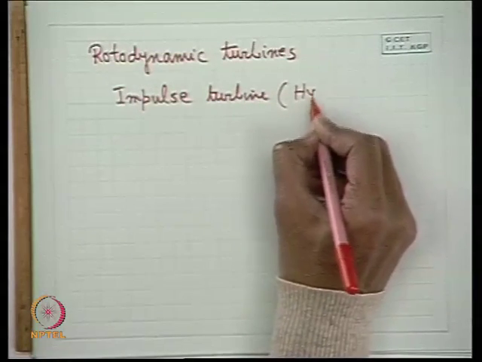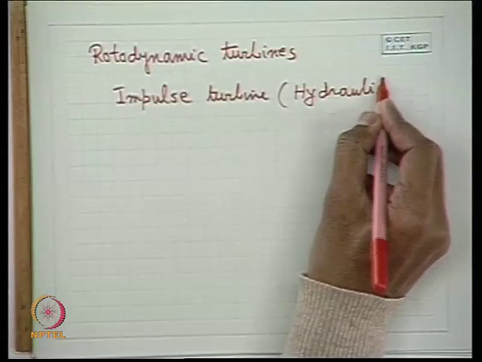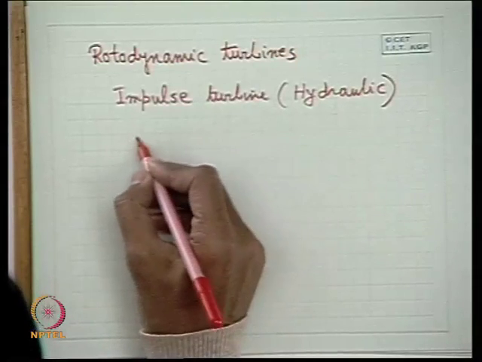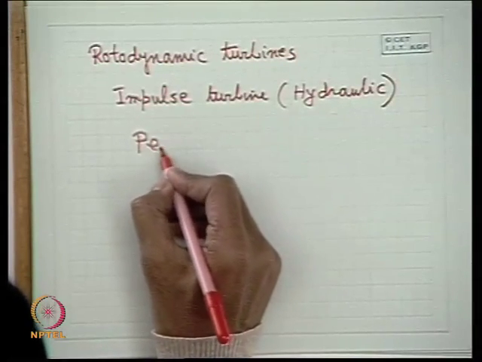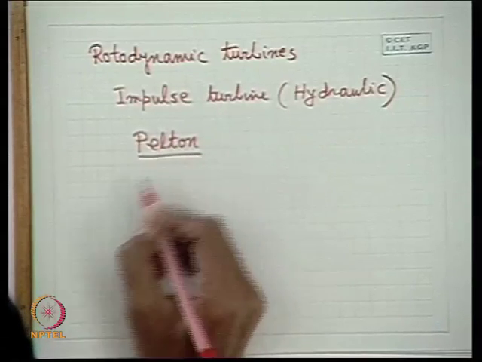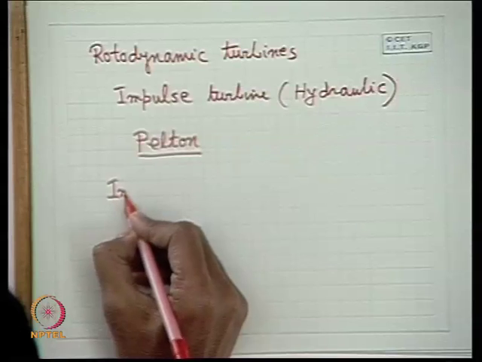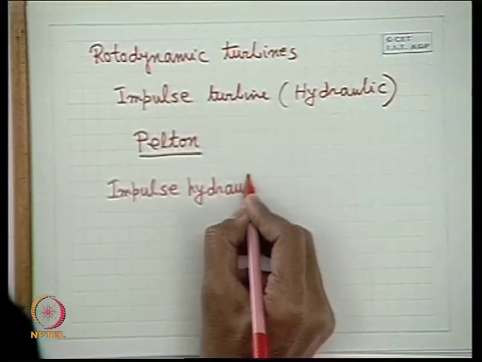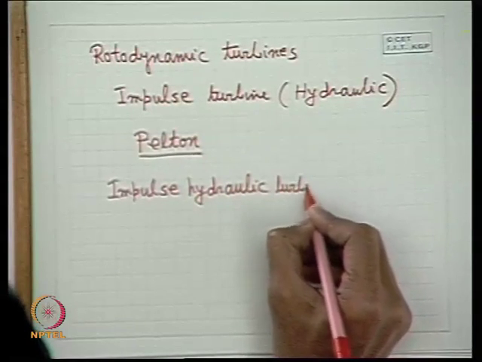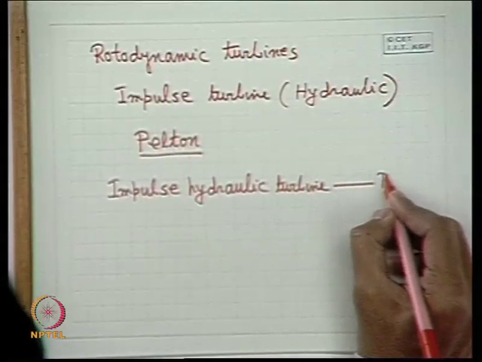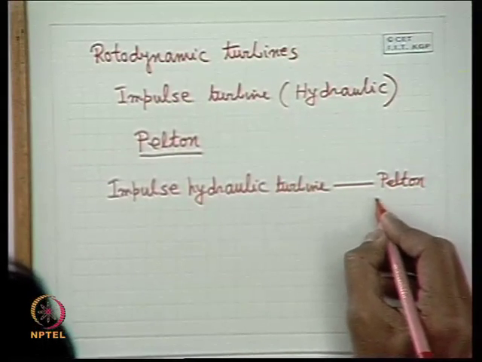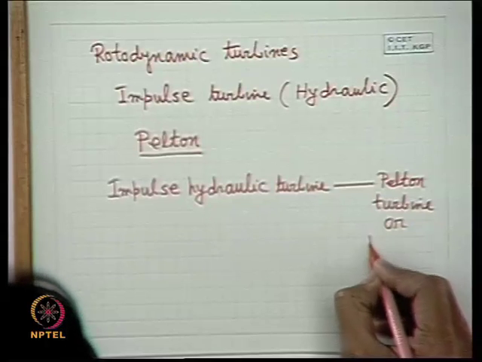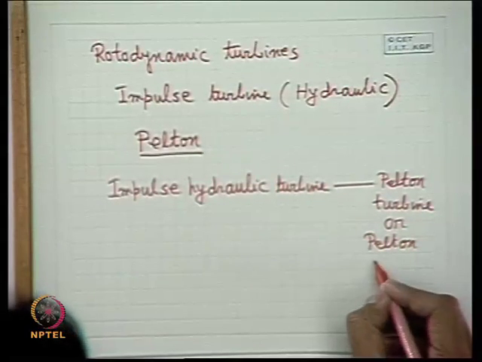Impulse hydraulic turbine. The impulse hydraulic turbine that uses water was first developed by an American engineer known as Pelton. So an impulse hydraulic turbine is referred to as Pelton turbine, by the name of the American engineer, or Pelton wheel. The turbine rotor is a typical wheel, Pelton wheel.